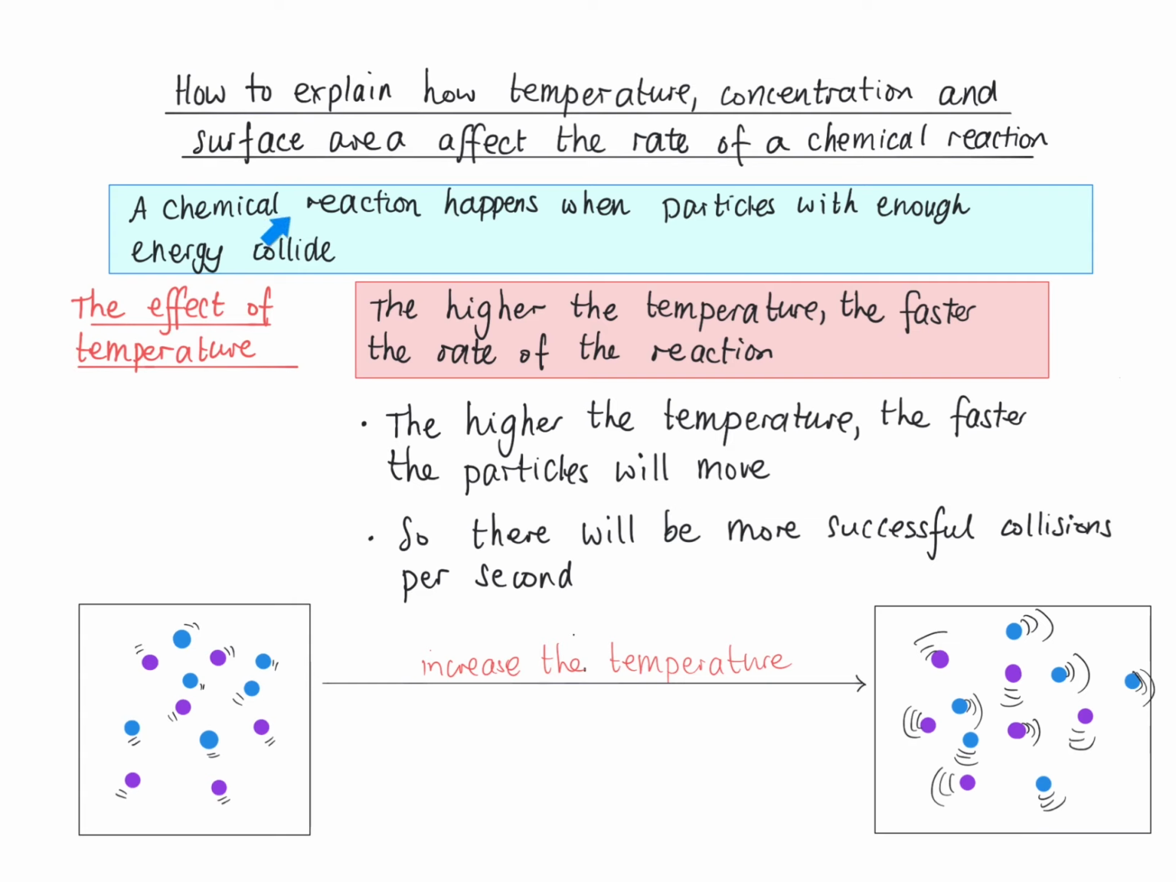And remember, a chemical reaction happens when particles with enough energy collide. So it stands to reason the more particles move, the more likely they are to collide, which means there are likely to be more successful collisions every second. So the rate of the chemical reaction goes up.